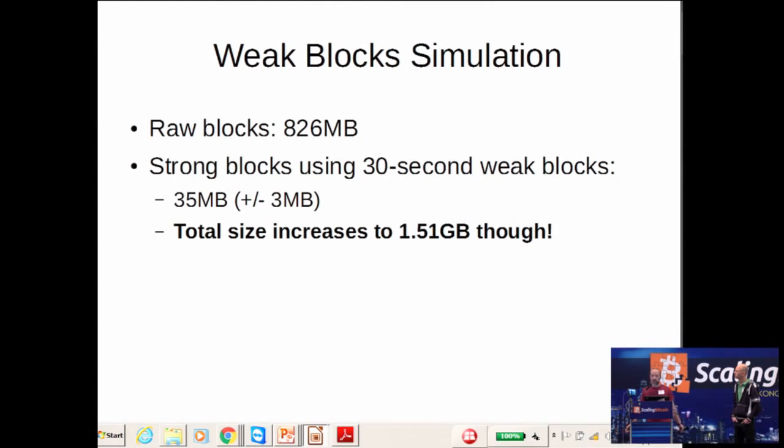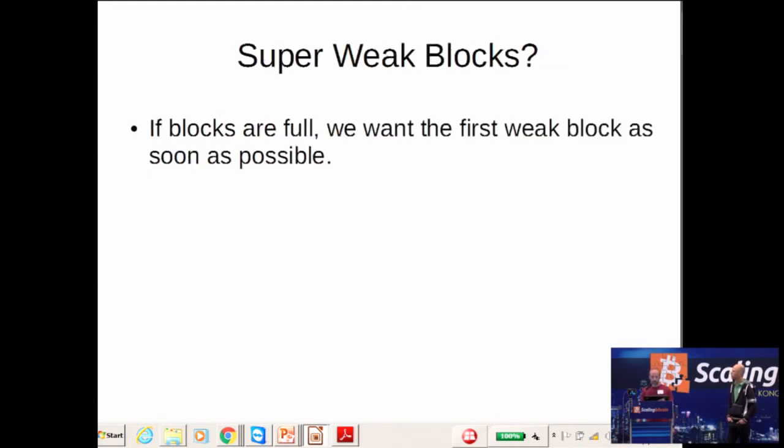Okay. Now, whether that matters or not depends on your perspective. Yes, you're using more bandwidth, but you're not using it at the critical point, which is that latency of transmitting your strong blocks. So which of those numbers you care about is relative. So it's a good result and a bad result.